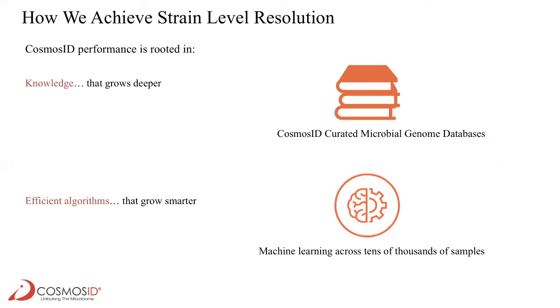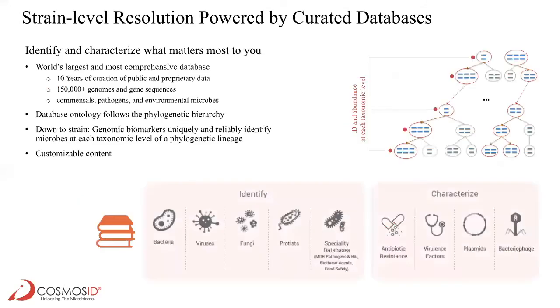The combination of this phylogenetically organized comprehensive database, overlaid with this machine learning algorithm to set a very tight threshold to identify accurate predictions of the community as well as reduce false positives, actually helps us attain strain level resolution with the highest accuracy and precision.